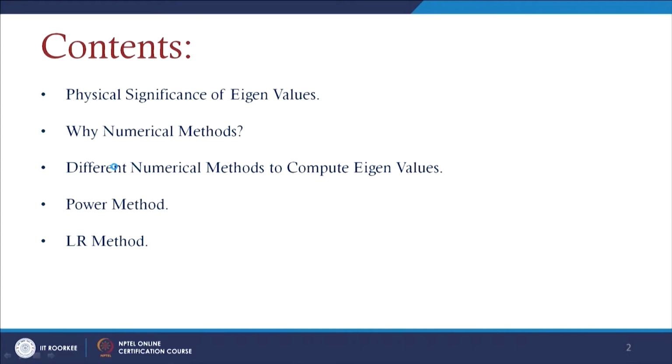Eigenvalues are important in checking the stability. So, in this eigenvalue computation, first we have to understand the physical significance of eigenvalues. Then, why have numerical methods been used for the calculation of eigenvalues, is it necessary? Thirdly, we will look at different numerical methods to compute the eigenvalues, and we will discuss only two methods here, the power method and the LR method.